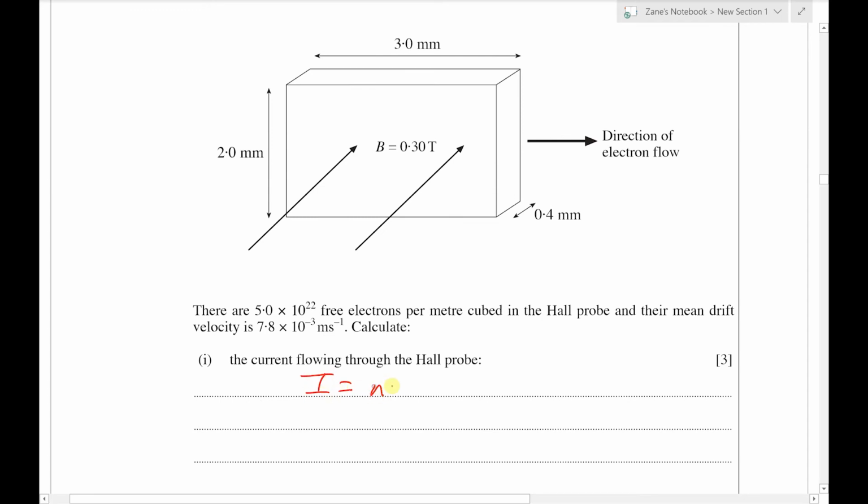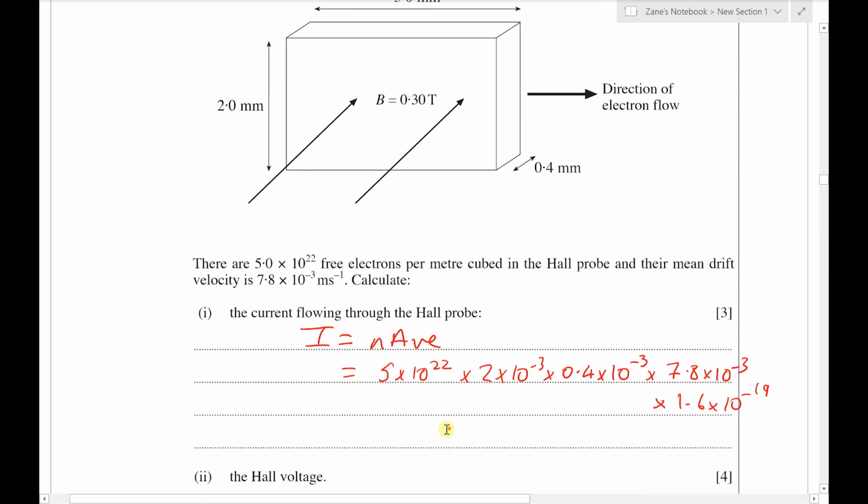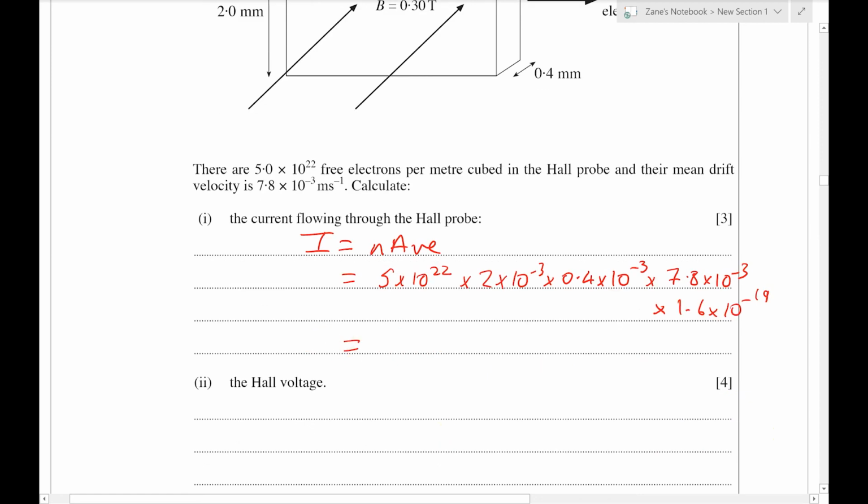We're going to calculate the current flowing in the Hall probe, and we can use the AS formula, I equals nAve. So we've got 5 times 10 to the 22 times the area. Now the area is the area through which the electrons are flowing, so it's an area of 2 millimeters by 0.4 millimeters. We must remember to turn the millimeters into meters. v is 7.8 times 10 to the minus 3, and the electron charge is 1.6 times 10 to the minus 19. Putting those into the calculator, we get a current of basically 50 microamps, 49.92.